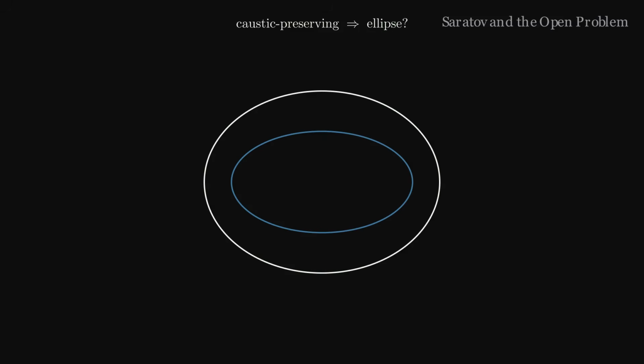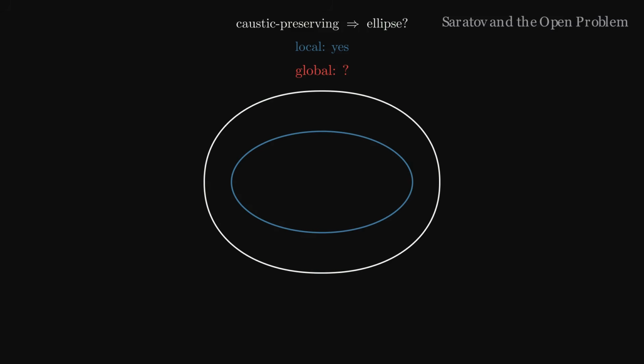The best result we have was proved in 2016 by Artur Avila, Jacopo de Simoy, and Vadim Kaloshin. They showed the conjecture holds locally. Any smooth convex table close to an ellipse that has the caustic preserving property really does have to be an ellipse. You can't smoothly deform an ellipse into something different and preserve the property, but globally we don't know. There could be some wildly non-elliptical shape, somewhere out there in the space of all convex shapes, that happens to behave this way, for reasons nobody has yet seen.